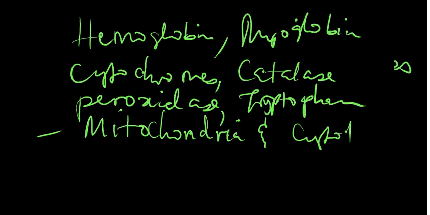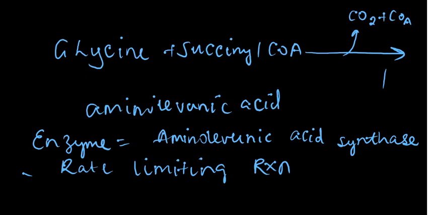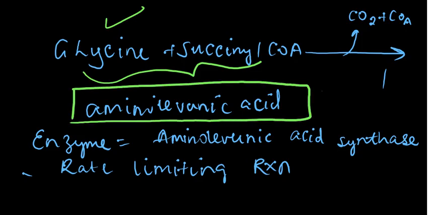In order for heme synthesis to begin, the first substrates that we have are succinyl CoA and glycine, and all this is happening in the mitochondria. Firstly, glycine combines with succinyl CoA. When this reaction occurs, the end product is aminolevulinic acid, commonly known as ALA. The enzyme that's used is aminolevulinic acid synthase.